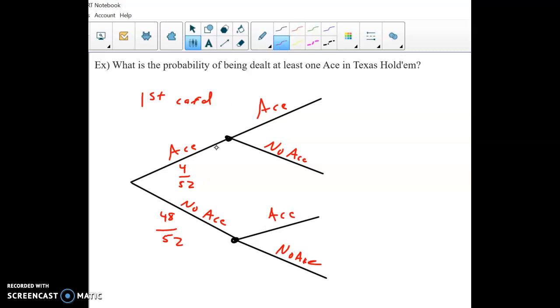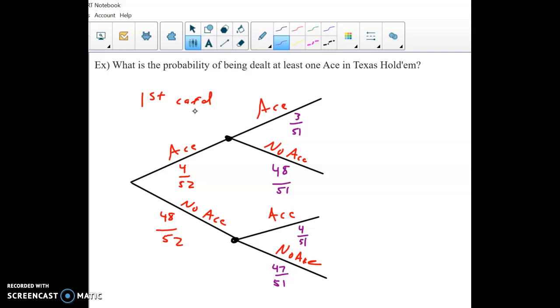All right, so if we got an ace on the first card, there's only 3 left out of 51. So the chance we get an ace on the next card would be just 3 out of 51. And the chance of no ace would be all the other ones, 48 out of 51 that aren't aces. Then the probability of an ace down here is different because we didn't get an ace the first time, so there's still 4 left, and there's still 51 cards total. And here, the chance it's not an ace is all the other cases, so there's 51 cards, and 47 non-aces because we got a non-ace on the first one.